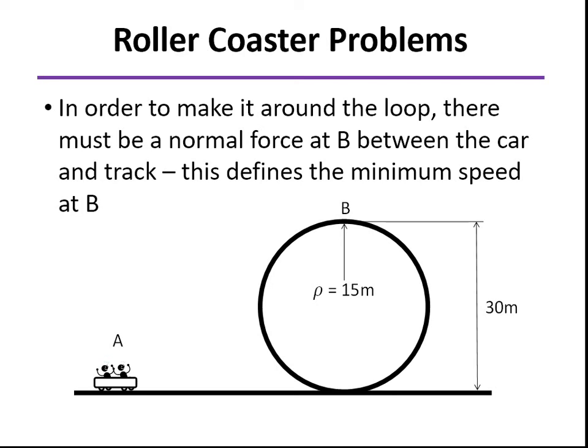the loop. And if I know that, then you can work backwards and say I know what the minimum speed at A needs to be, because again I'm going to lose speed as the potential energy increases from A to B. The speed's going to drop accordingly.